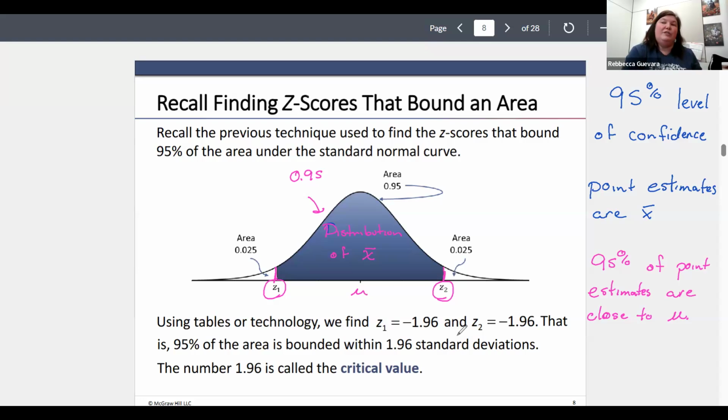So if you use your Z table or you use your calculator, what you're going to find here is that Z1 for this 95% in the center would be negative 1.96 and Z2 would be a positive 1.96. So this is the Z-score that we get when we're taking out this 95% in the center. This is what we call a critical value.